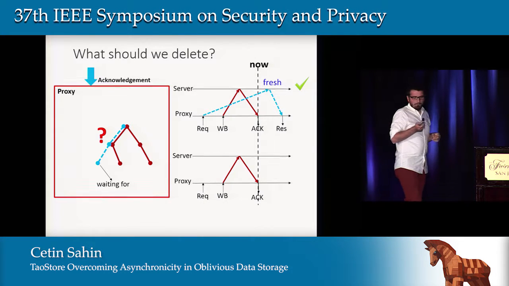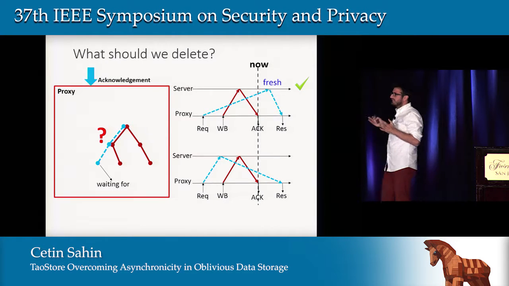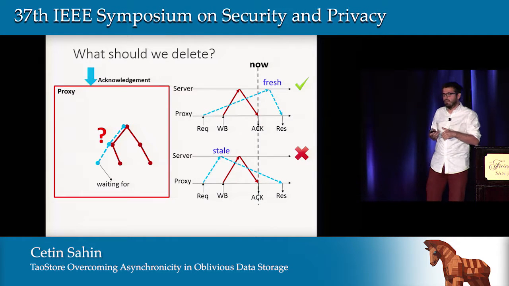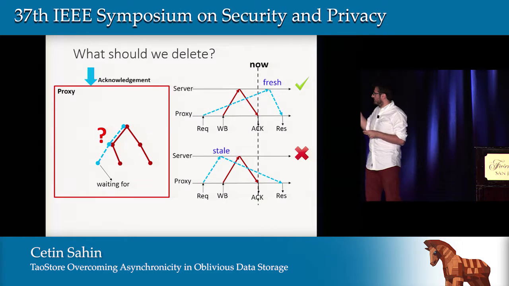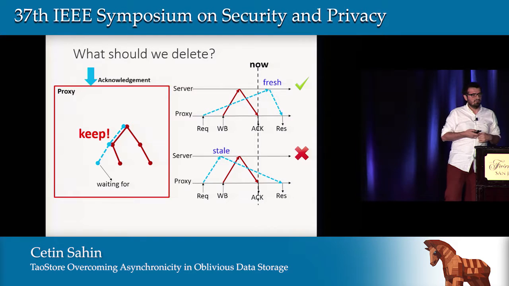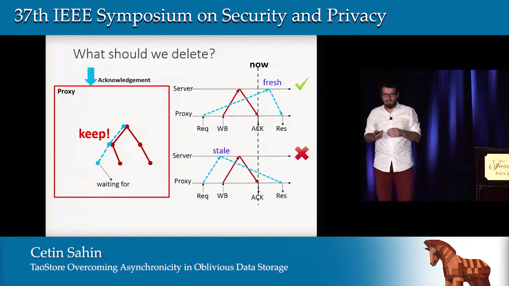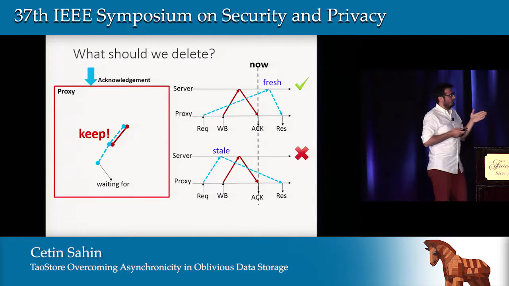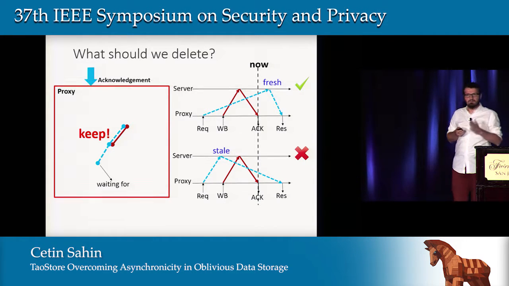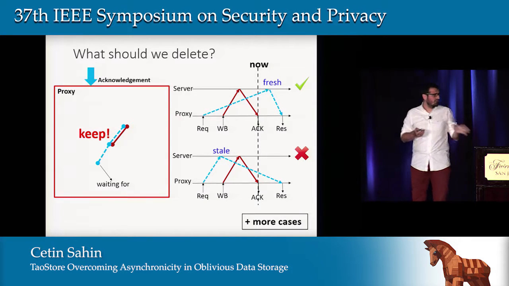On the other hand, in the second case, the write-back might be processed later on. So in this case, we are going to fetch the stale path to the proxy. There is no way for the proxy to understand which of these cases happened on the server. So it will assume the worst case scenario, and it needs to store the most up-to-date part of the subtree. It will keep this intersection of the path on the proxy and delete the other part of the subtree. There are even more cases for the decision, but here I will skip all of these.